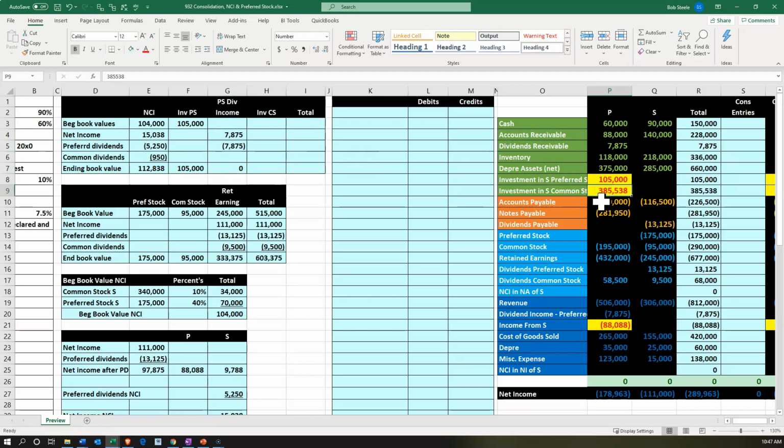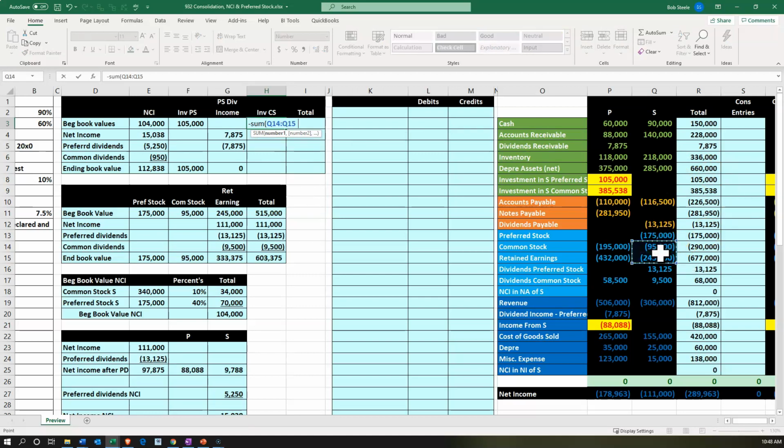We're basically going to be reconstructing this number, this 385,538. So to start off, I'm going to take the beginning balance portion of the common stock portion, which is going to be the common stock and the retained earnings, and the beginning balance portion being the 90% controlling interest of that. So this is going to be the negative sum of these two items, the common stock and the retained earnings, closing that up, multiplying it times the controlling interest, that 90%. So there's the 306,000.